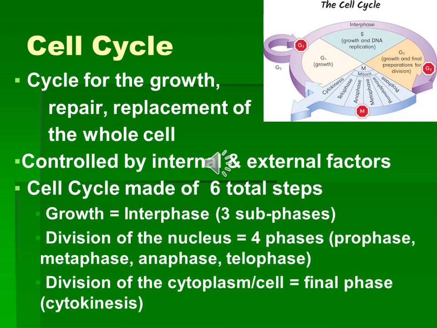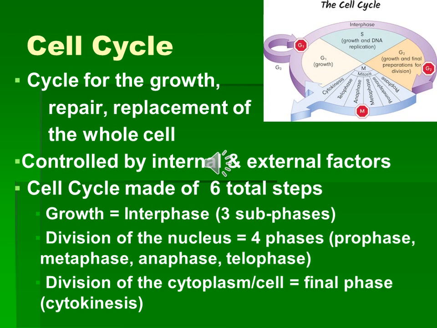But we talk about the cell cycle as the series of changes a cell goes through from formation to reproduction. It's the cycle for growth, repair, and replacement of the whole cell. And it is controlled by internal and external factors. So we have things like the ratio of surface area to volume, chemical signals like hormones, and available space that plays a role in this.